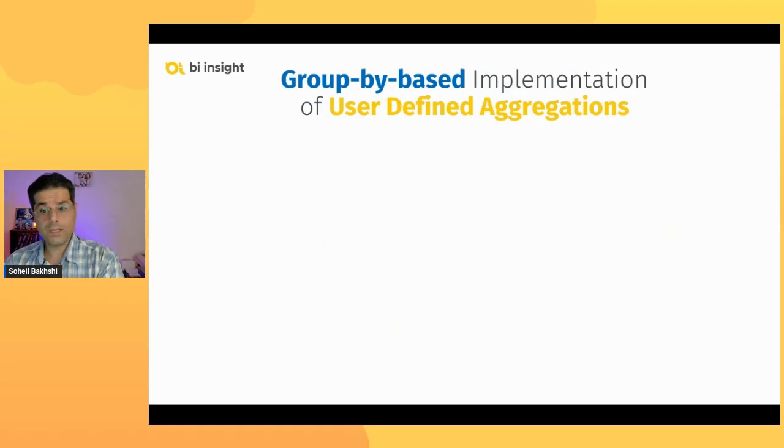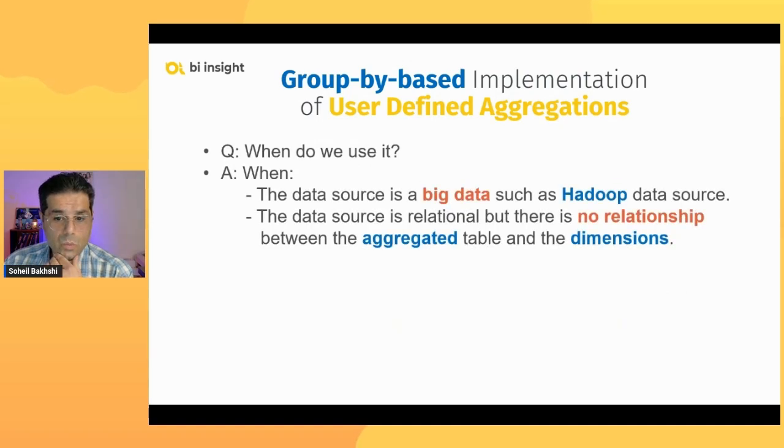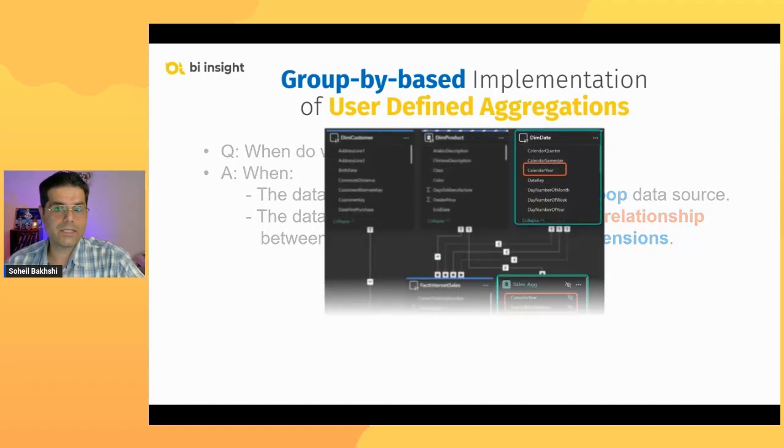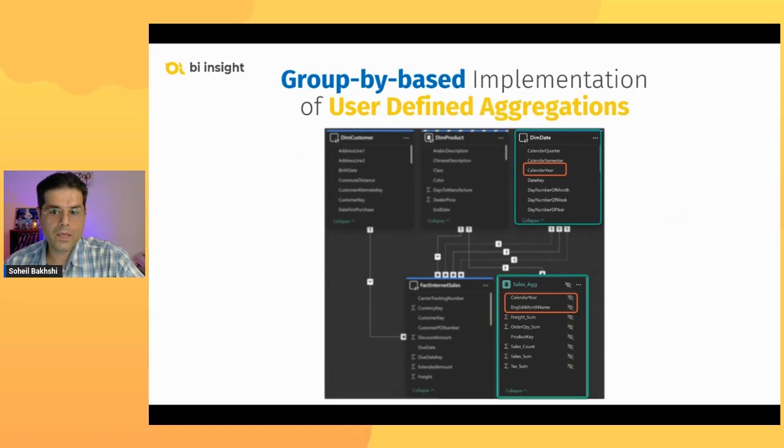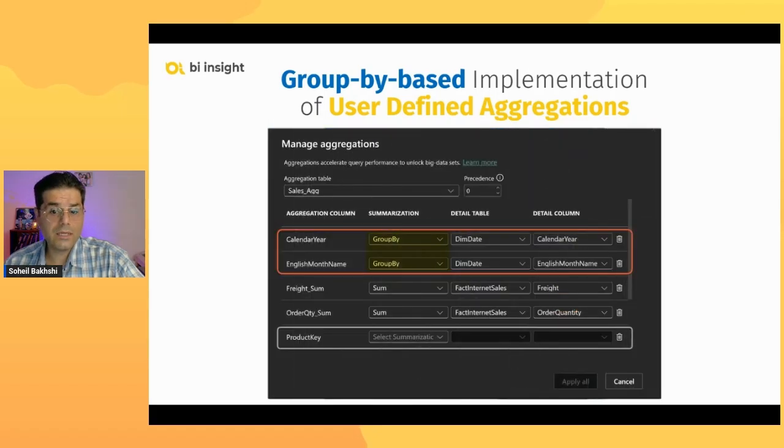Next one is group by based implementation, and it is when we are dealing with big data like Hadoop, or there is no relationship between the aggregated table and the dimensions, something like that, right? If you look at that, the dim date doesn't have any relationships to sales aggregation, but I have two columns that are in my aggregation table. For that, we set the group by when we define our aggregation.